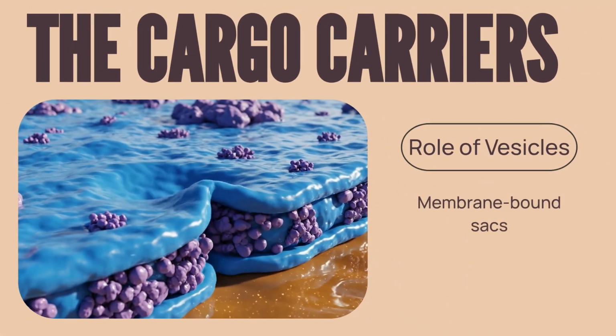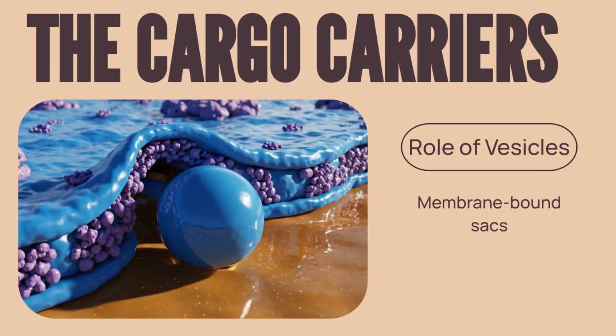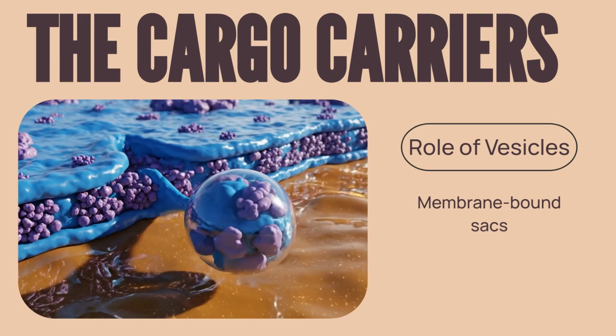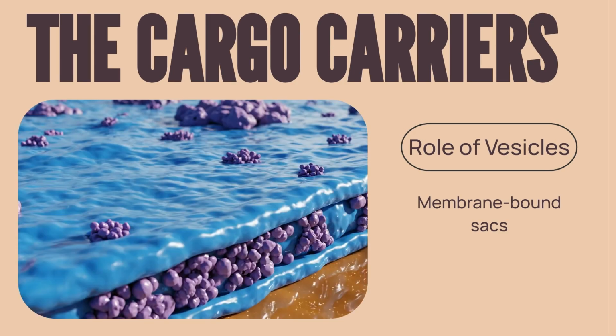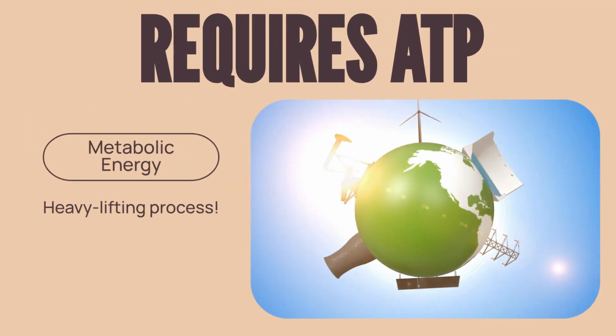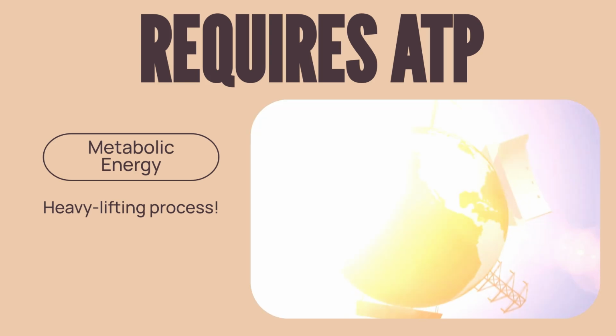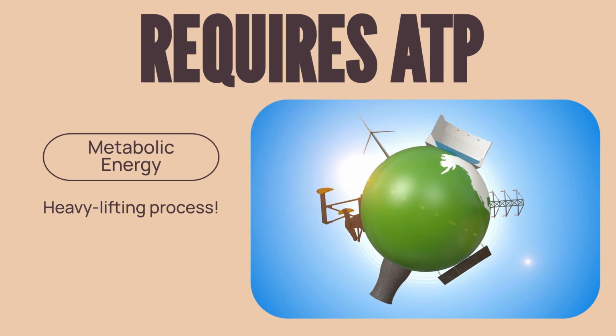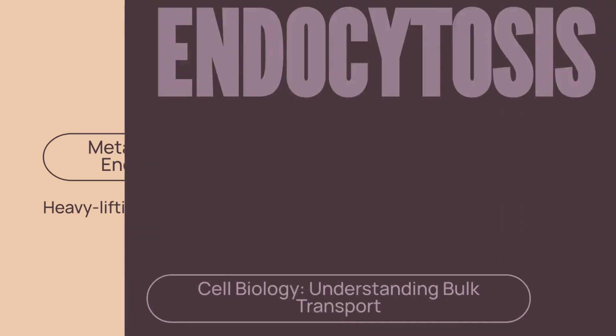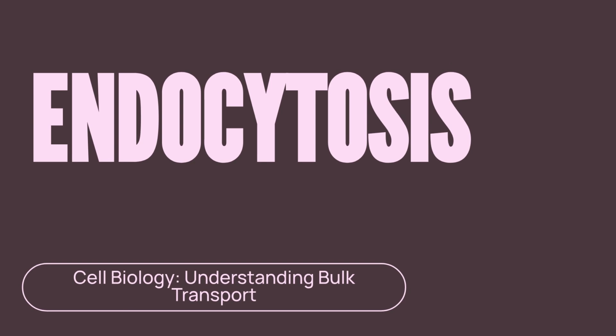To accomplish this, the cell membrane physically folds in or out to form membrane-bound sacs called vesicles, which act as the cell's cargo carriers. This heavy lifting process, unlike passive transport, heavily requires metabolic energy, or ATP, to change the membrane shape and move these large molecules. Bulk transport generally goes in 2 directions.